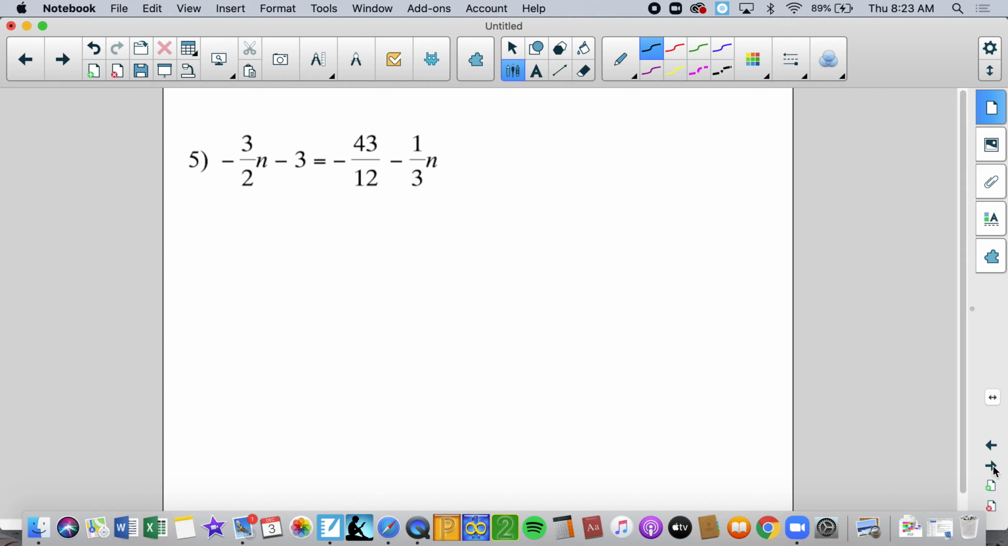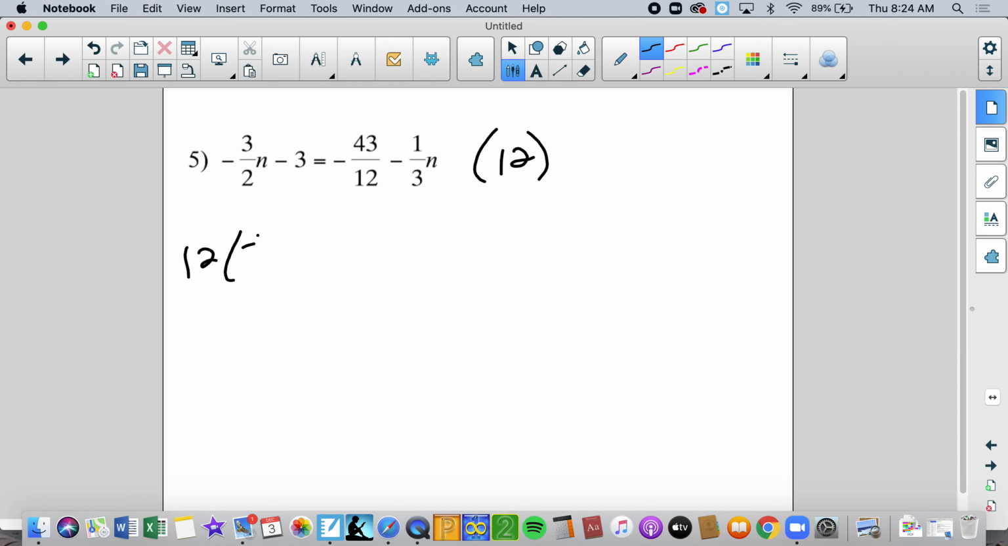Still no mixed numbers. I don't know if I put any mixed numbers in here. I guess I didn't. We have a denominator of 2, 1, 12, and 3. I'm going to start with my biggest number, 12. Is 12 a multiple of 2? Yes. Is 12 a multiple of 3? Yes. Big difference between multiples and factors. So my LCM is 12.